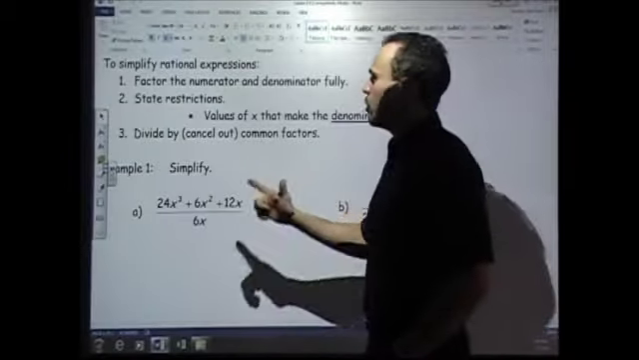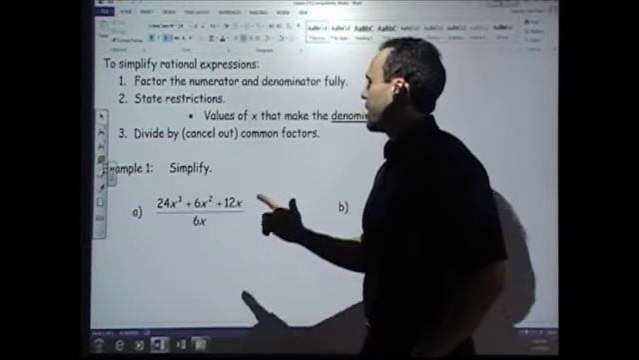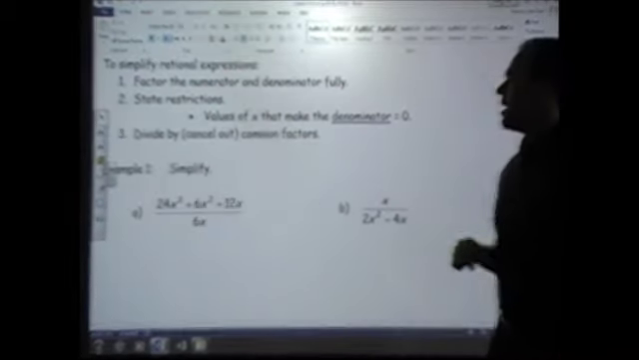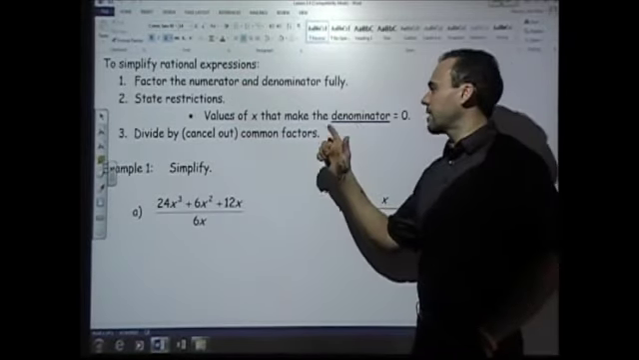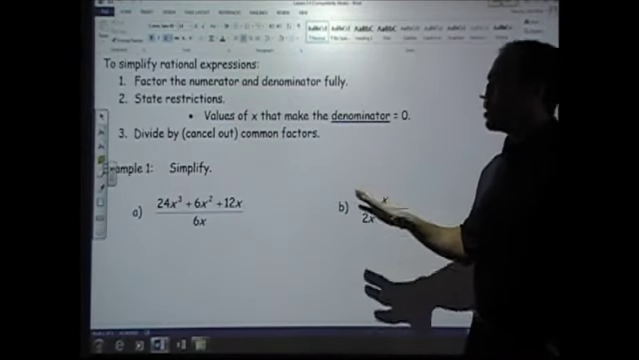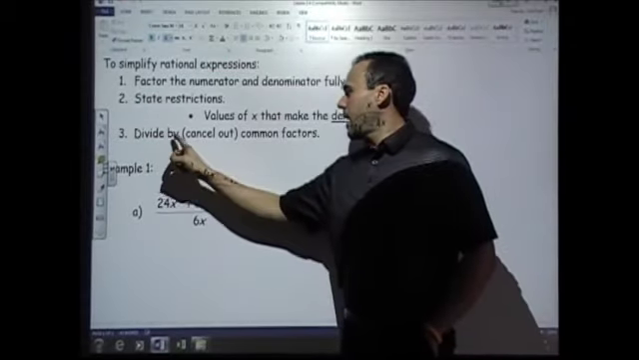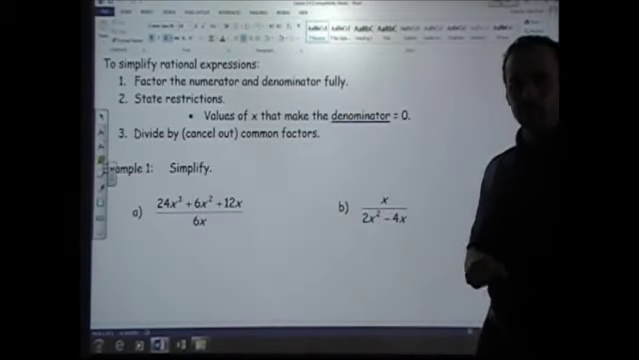Number 2 is something new, is state restrictions. I'll explain that a little bit later on, but it says state restrictions or the values of x that make the denominator 0. So I'll explain that in a bit. And then divide by canceling out common factors.